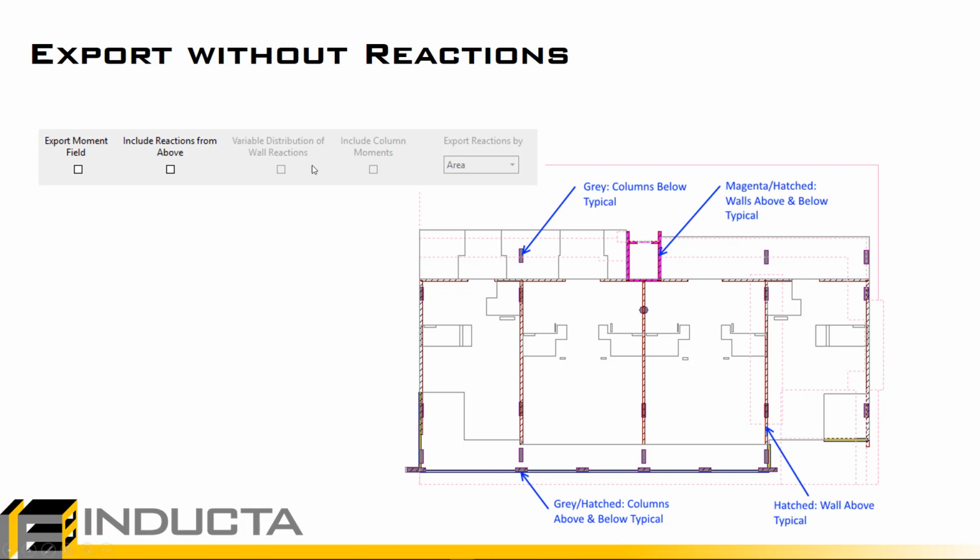So the simplest option is switching off import reactions from above. Let's say if we haven't run the file in RCB, this will be the only option. So exporting without reactions.